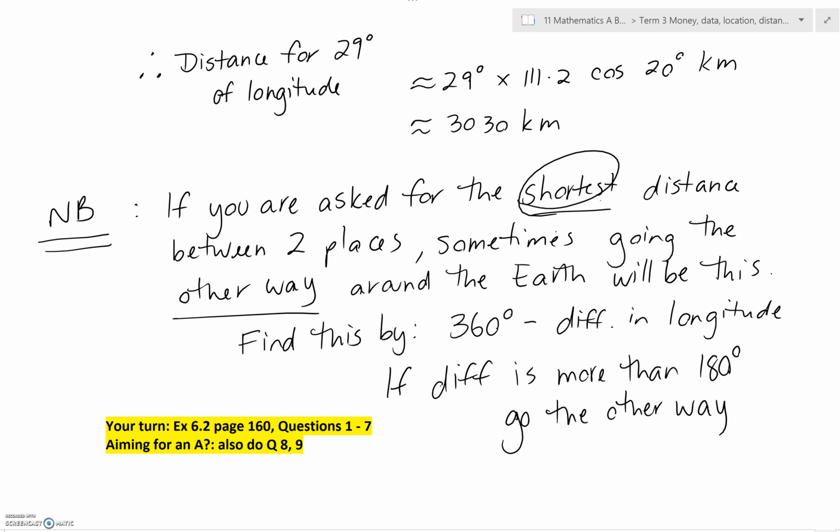All right, so we're going to continue with the questions from this chapter. Exercise 6.2, all the questions 1 to 7 need to be done. Any problems, please let me know.